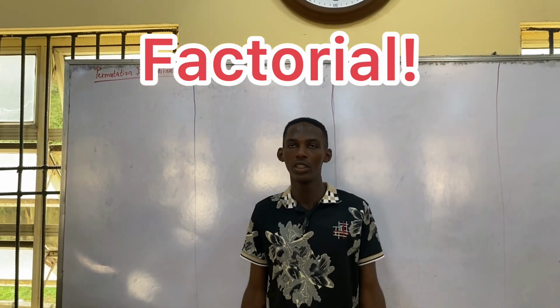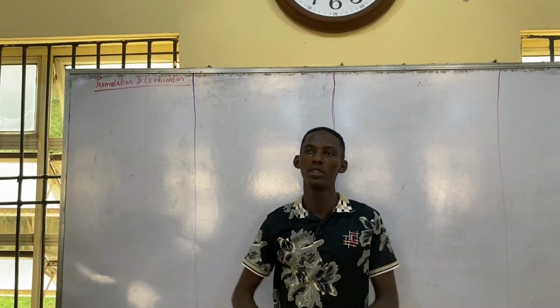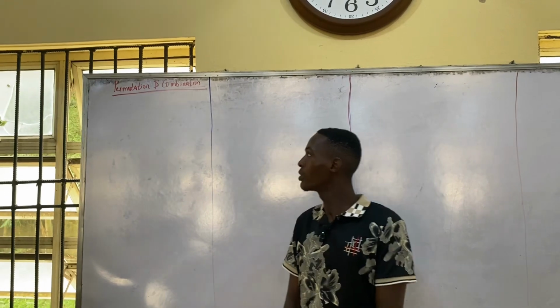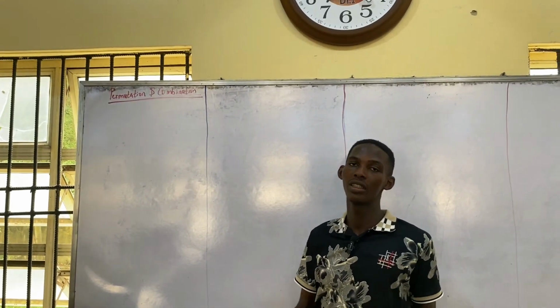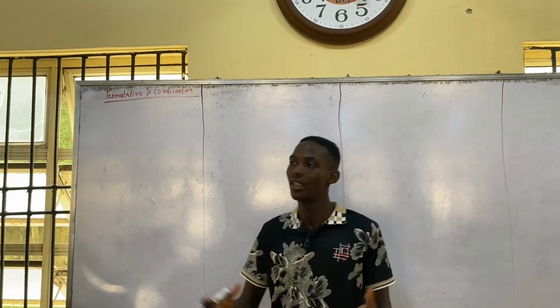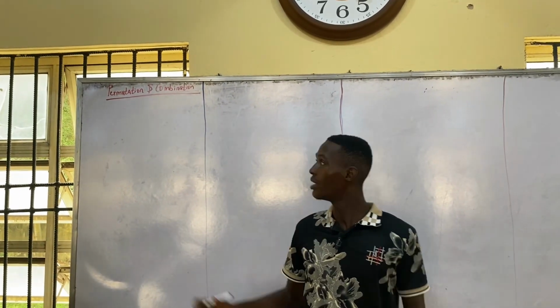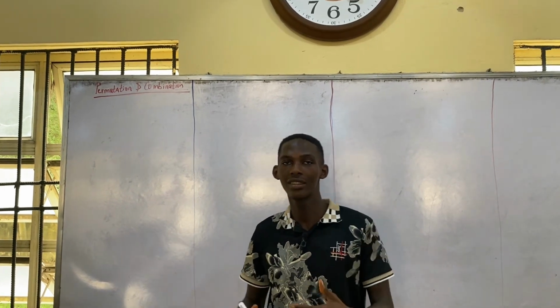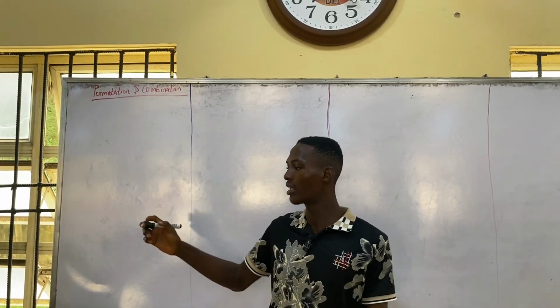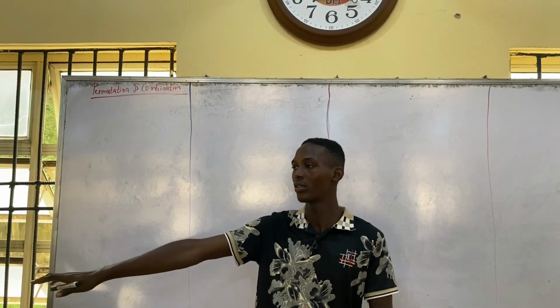And our topic for today is on what? Permutation and combination. Now, from the word permutation, what does it simply mean? Permutation simply means arrangement: in how many ways can you arrange a certain group of items? Then for the word combination, it means choosing or selecting: in how many ways can you select out of this number of samples given below?